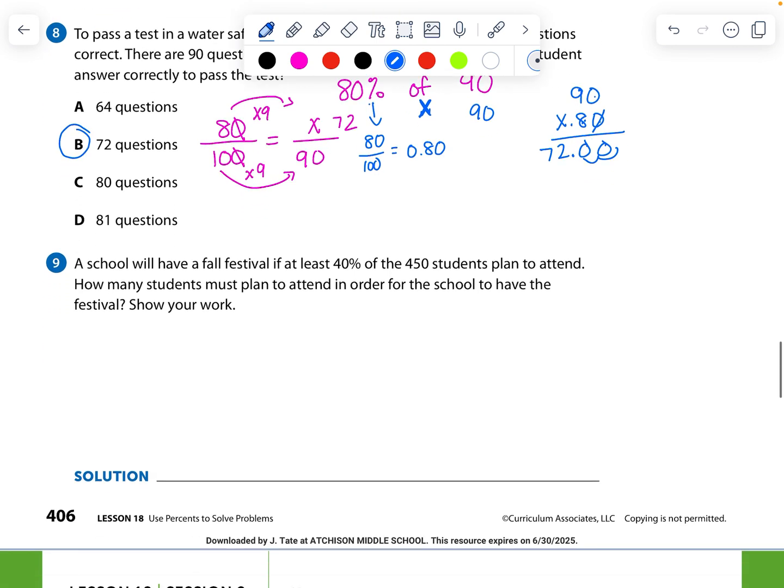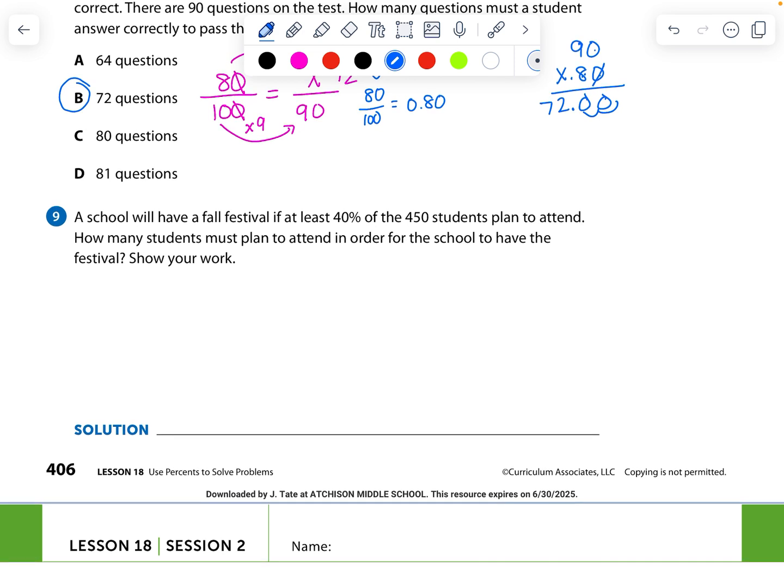All right, last one. How many students have to attend the festival if 40% have to go? So again, this is essentially asking us, what is 40% of 450? So I'm going to start with a new strategy. Make this a fraction, 40/100, which is the same as 0.40. That's a decimal. Of is going to be multiply, and then my total.